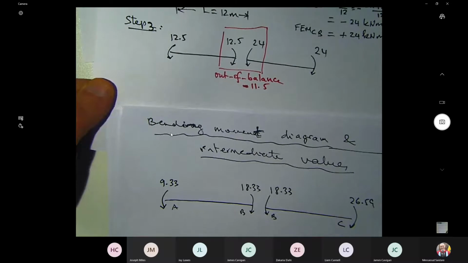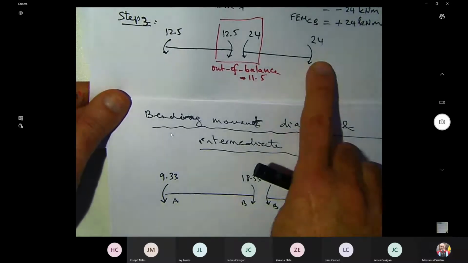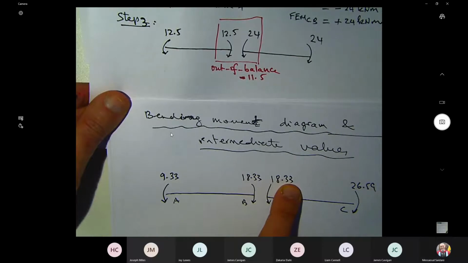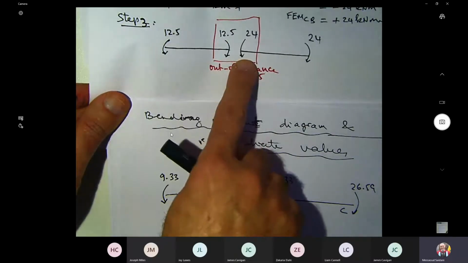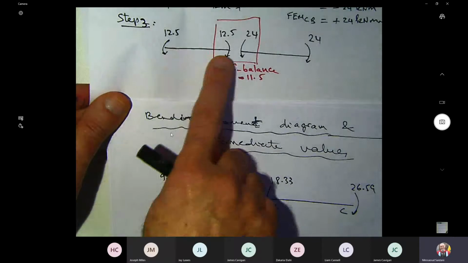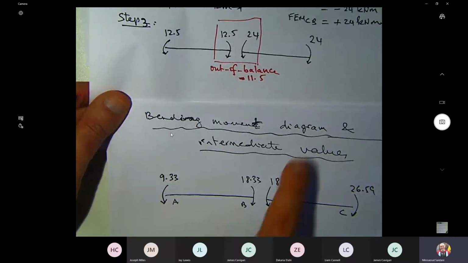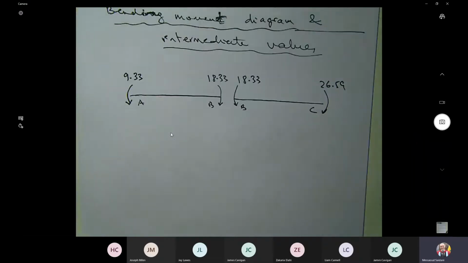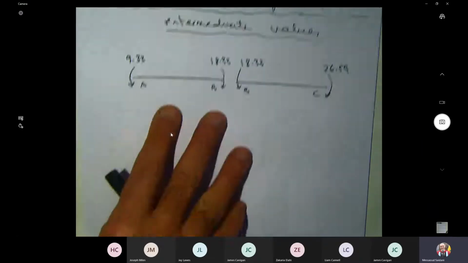Okay, see where we started, and this is where we ended up. So the out of balance has gone, it's in equilibrium, and some of the moments have gone to there. As I said, it's an iterative method, and it's very, very effective, very efficient, even if you have a very high number of redundancy. So now we've got these moments here.